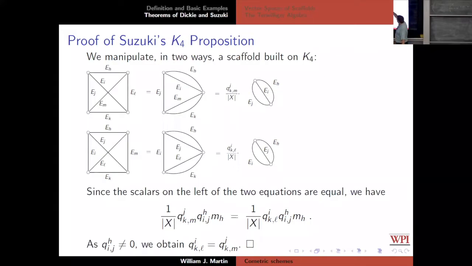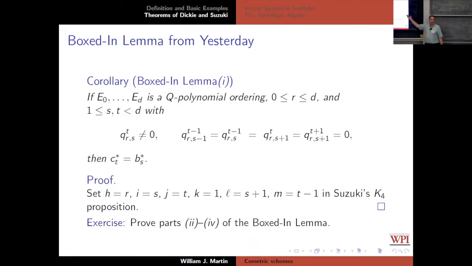But this, we assume is non-zero, so therefore the only way that can happen is for those two diagrams to be 0. I'm sorry, I said something incorrect. I apologize. This quantity right here is assumed to be non-zero, and so the only way these two things can be equal is if those two prime parameters are 0. I said diagrams. The boxed-in lemma that I used yesterday is just a special case of this.